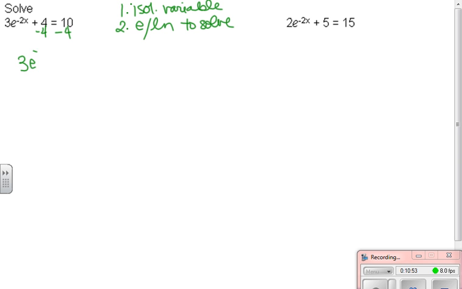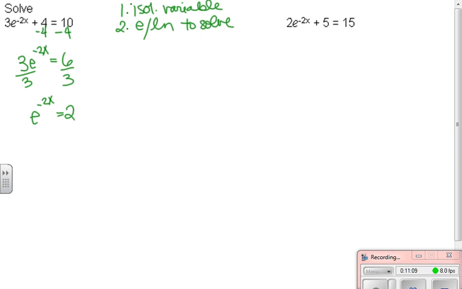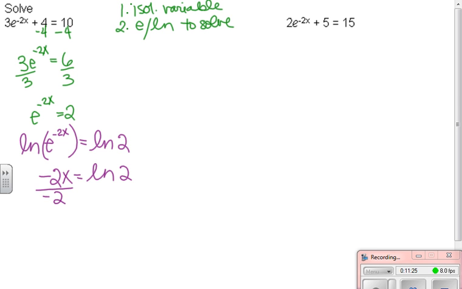So here, we're first going to subtract 4 from both sides. So I have 3e to the negative 2x equals 6. Now I'm going to divide both sides by 3. So I have e to the negative 2x equals 2. I can't simplify that anymore. So now, to undo e, I'm going to take the natural log of both sides, because what I do to one side, I can do to the other. Exponent rule, opposite operations, however you want to think about it. 2x equals the natural log of 2. Divide by negative 2. And x, go to your calculator, ends up being negative 0.3466. So much the same process that we saw with the common log solving.